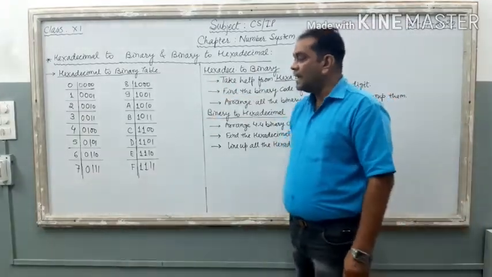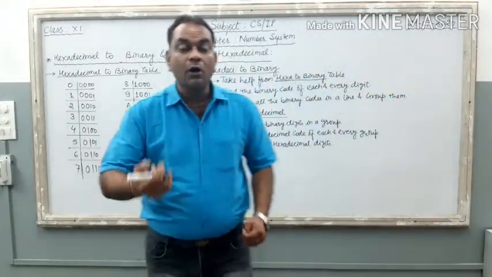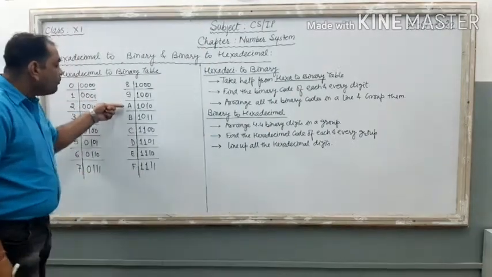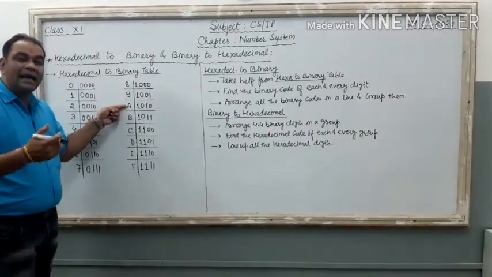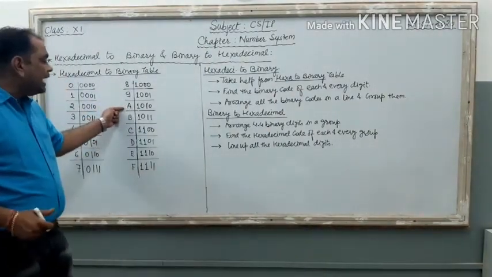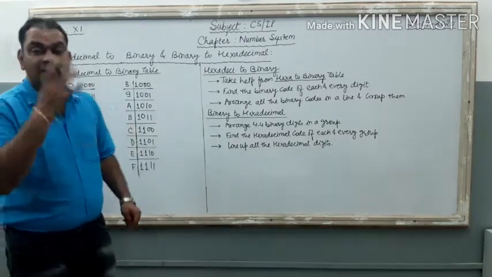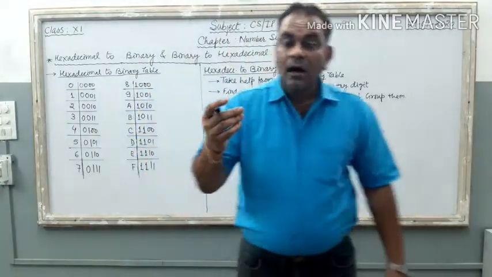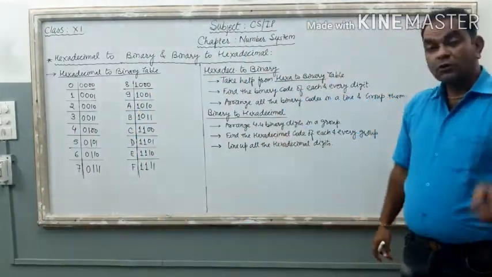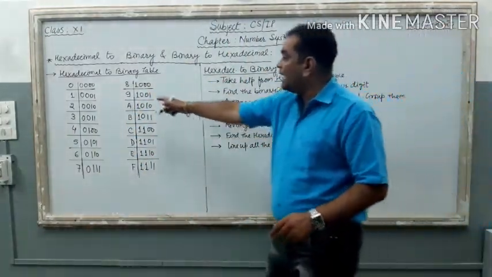Now the table is ready, and if you want to know how the binary code of A is produced, the binary code of A is 1010. How can we develop this code? So A means what? What comes after 9?